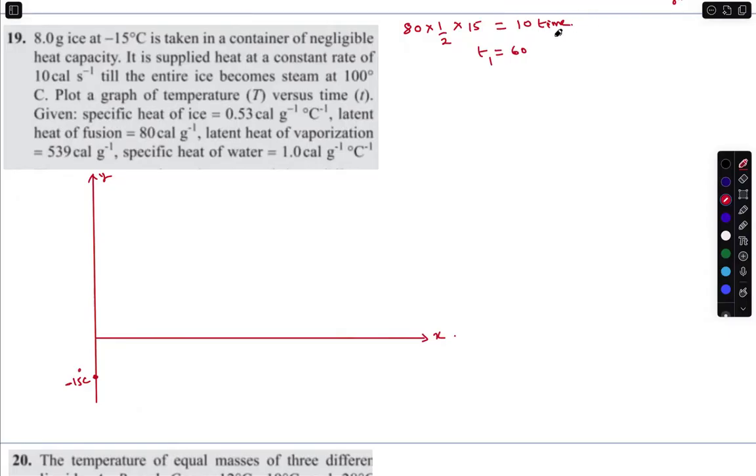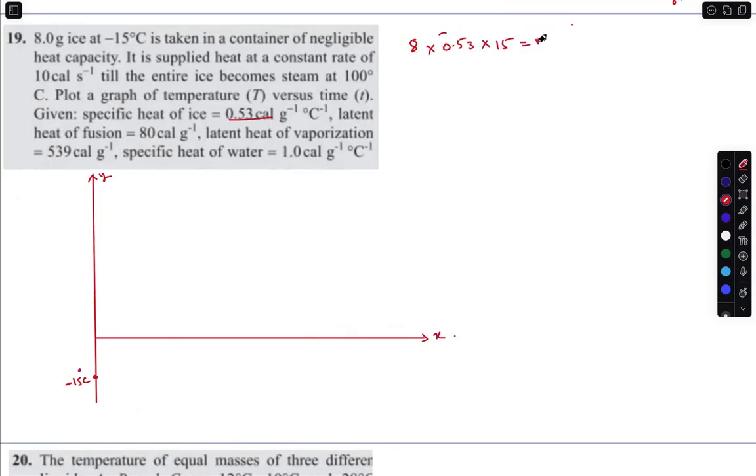So 80 grams, specific... I think there's a problem. They have given 0.53 calorie per gram, so you cannot go directly. Hold on. I need to work again on this because I took it as simply half. Right, I work on this again. Sorry. It is 80 into 0.53 into 15.